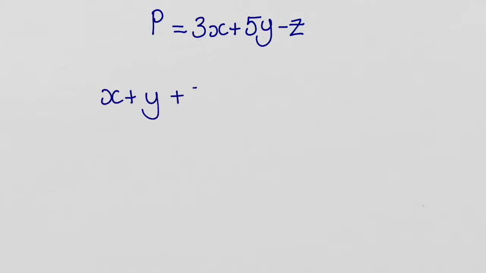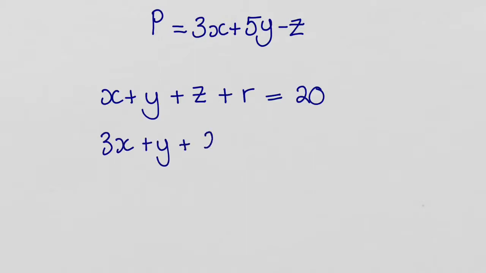So P is going to be equal to 3x plus 5y take z, and I'll have to do something with that in a second. My first constraint, x plus y plus z, but remember I'm going to need a slack variable in here. I'm going to use r. In the book they're very keen on using S1 and S2. Next constraint, 3x plus y plus 2z.